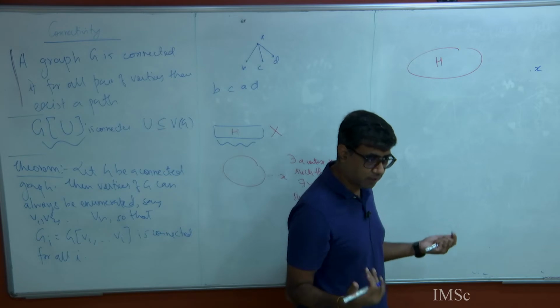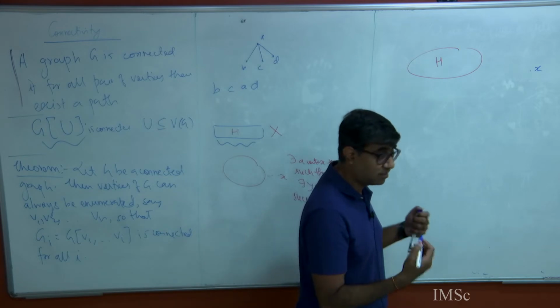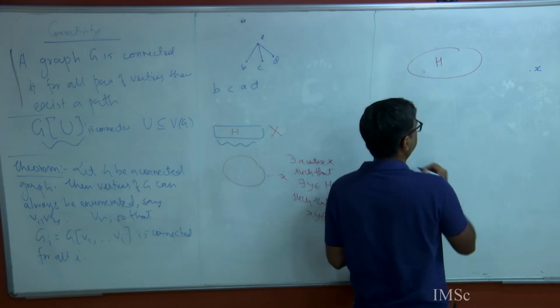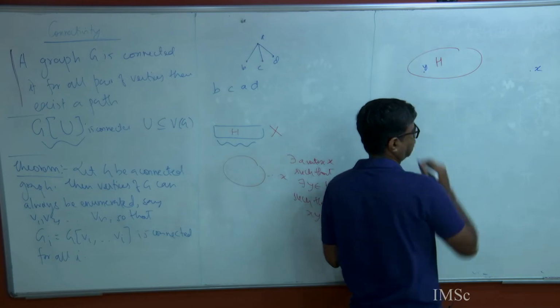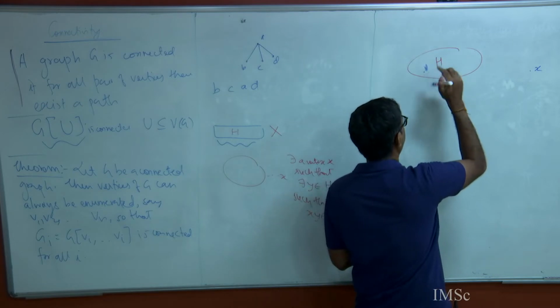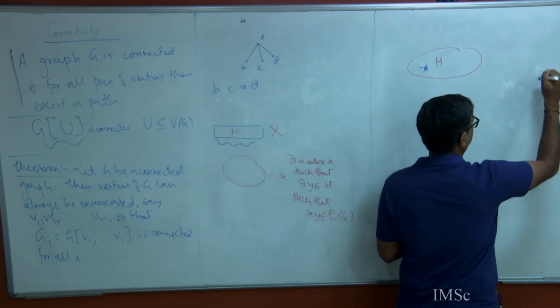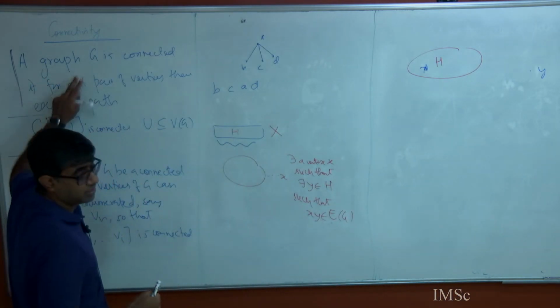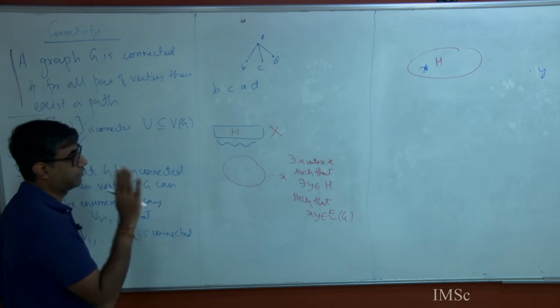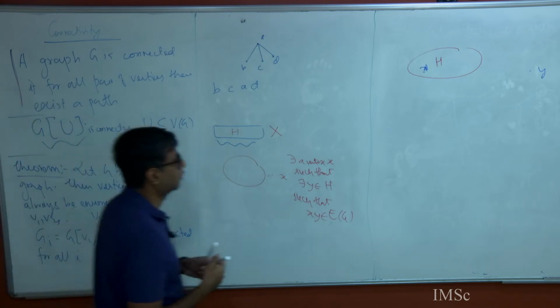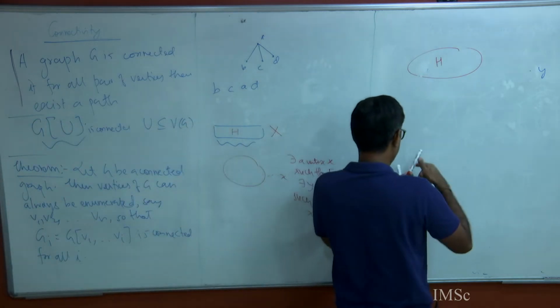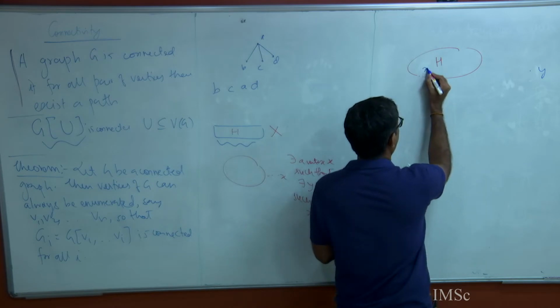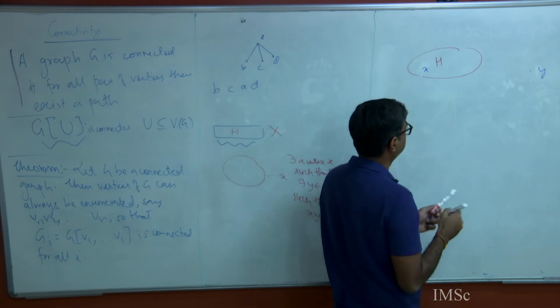If the whole graph was connected, then there exists a path from a vertex. Fix any vertex here, say X here and Y here. Because my graph G is connected, there exists a path starting from X to Y. Do you agree? This is an important argument that we must see once and for all.